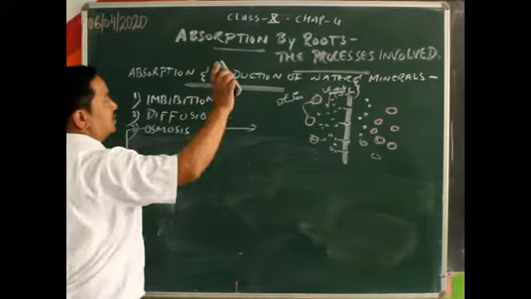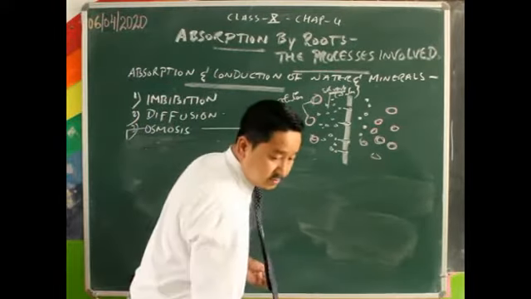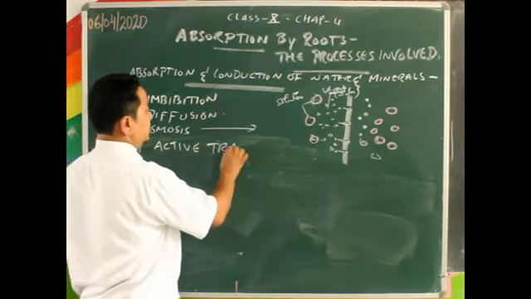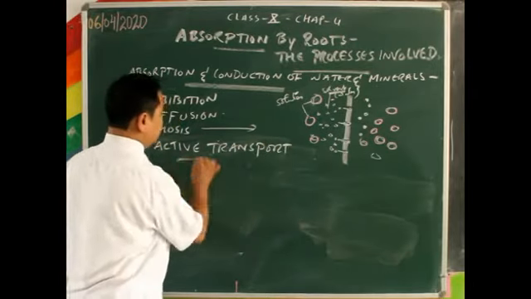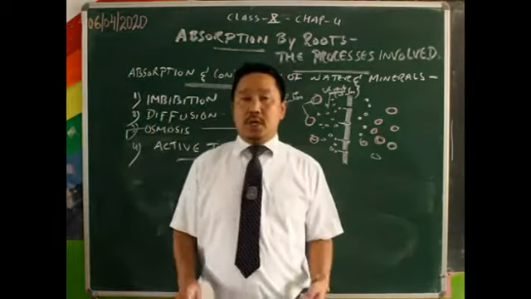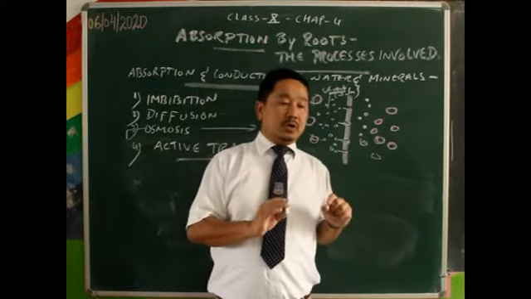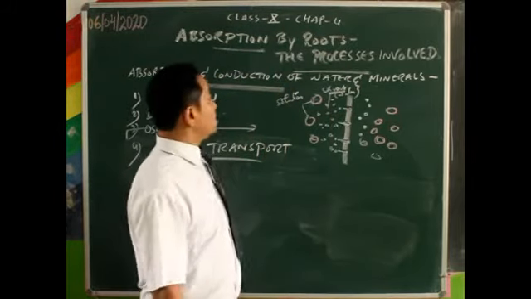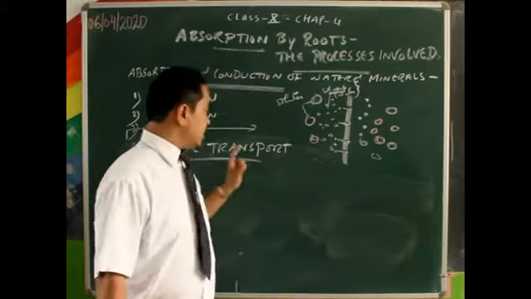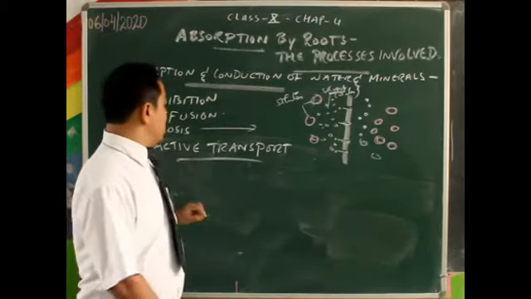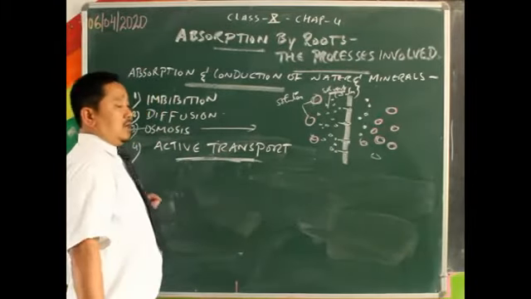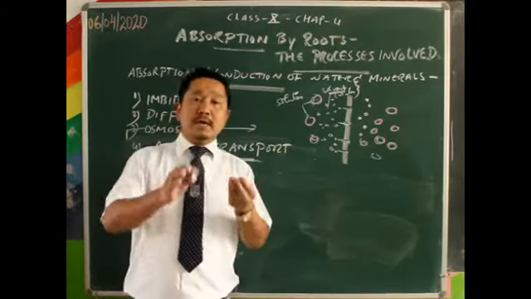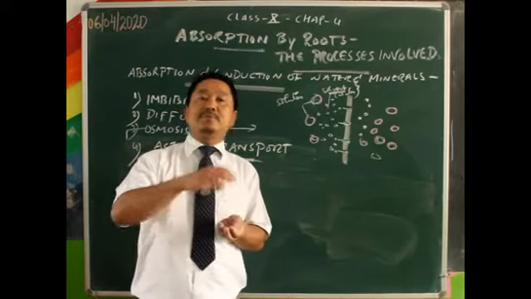for the absorption and conduction of water and minerals. Next we have active transport. Active transport is another process by which the water and minerals are absorbed and conducted. Okay, see, next is active transport. In this case, unlike here, what happens is that in the case of active transport, minerals are absorbed.